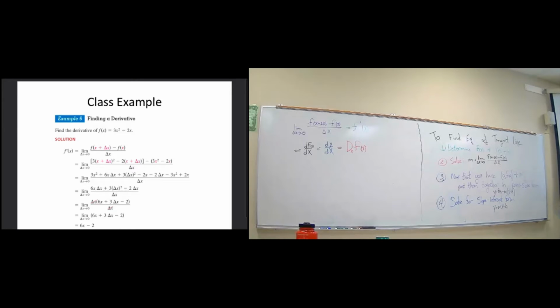We're going to say, all right, we've got a delta x in each of these terms. Let's factor that out. And that's going to cancel with our denominator. So we simplified it all the way down to here. But in the limit, as delta x goes to 0, we're going to end up with 6x minus 2.